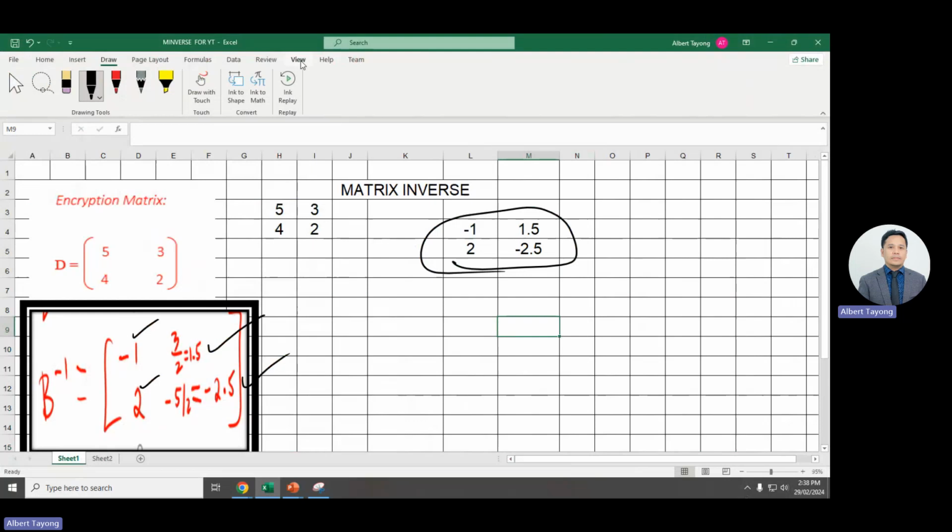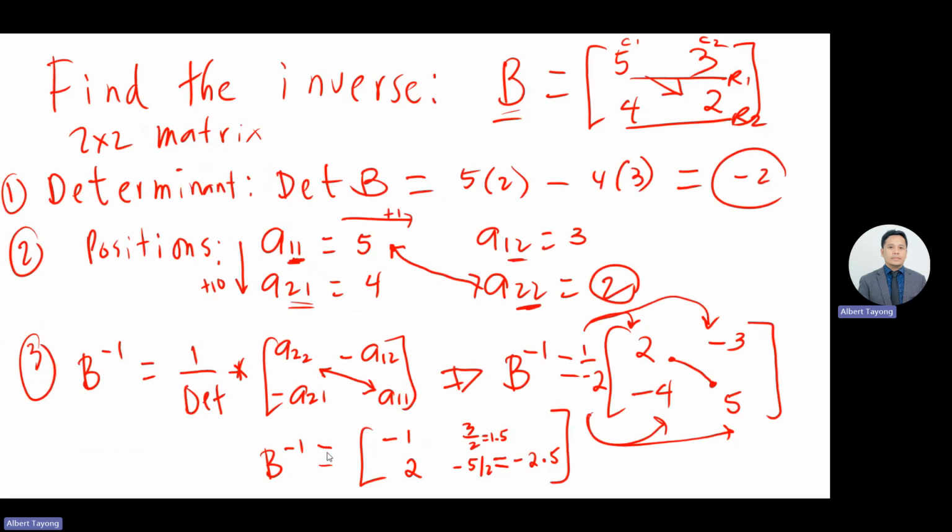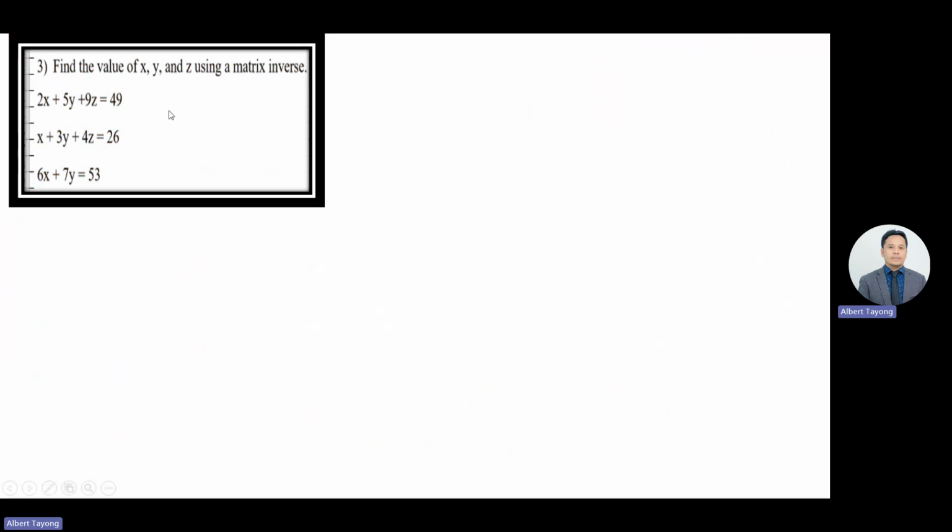Now let's try to solve another matrix, finding the inverse. Here we have a 2 by 2 matrix because we have 5, 3, 4, and 2. How about if you have this? Find the value of x, y, and z using a matrix inverse. So how to solve this manually without software?